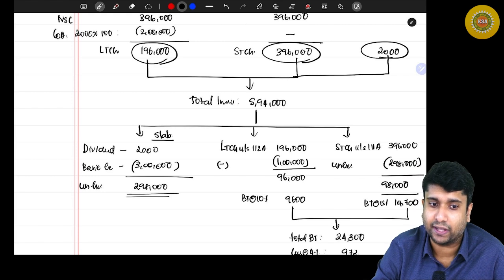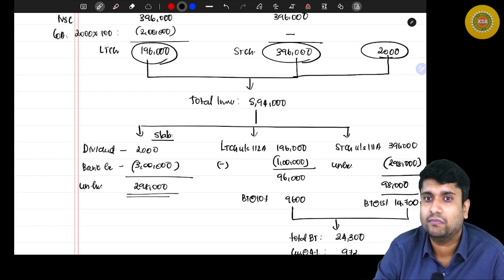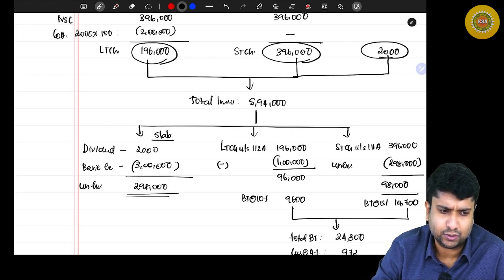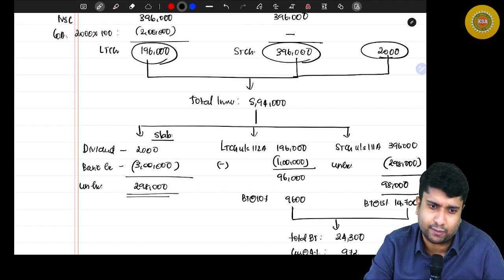Rebate on short-term capital gain. How much is the total income? 598. You can't claim rebate here. Rupees 4,700 can be claimed as a rebate. No, you can't claim rebate because the total income is 594.